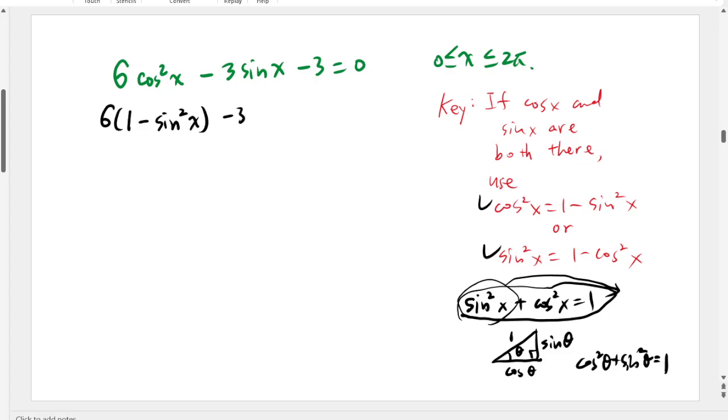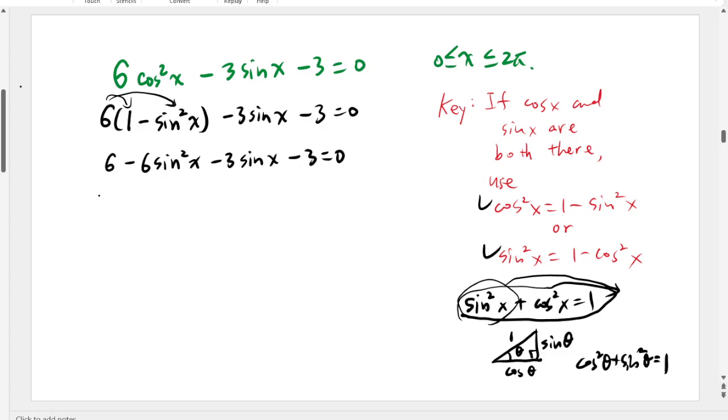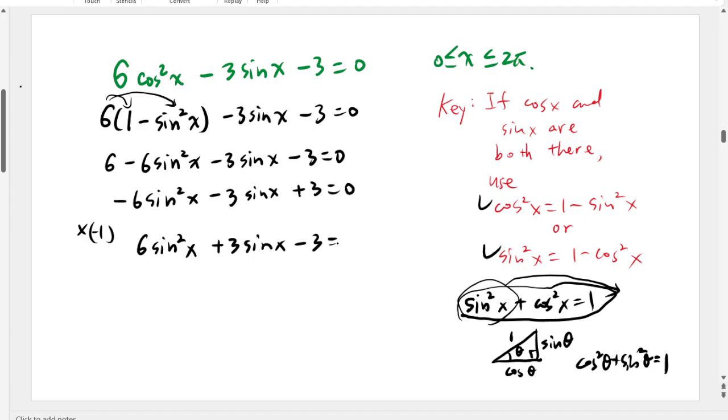Don't forget this parenthesis, very important. And then 6 gets multiplied. So that's going to be 6 minus 6 sine squared of x minus 3 sine of x minus 3 equal to 0. Now, 6 minus 3 is positive 3. And then I usually like the square to be positive, so let's multiply by -1 to switch the signs. 6 sine squared of x plus 3 sine x minus 3 equal to 0.